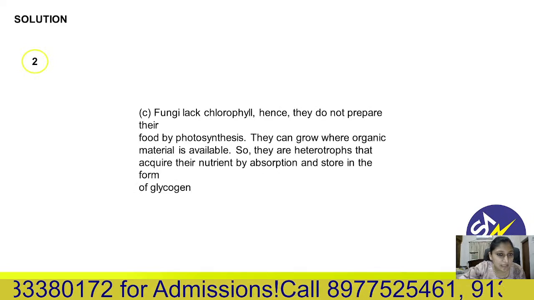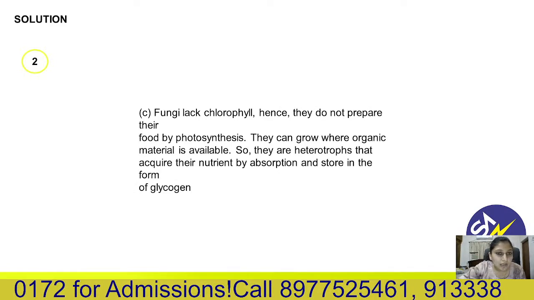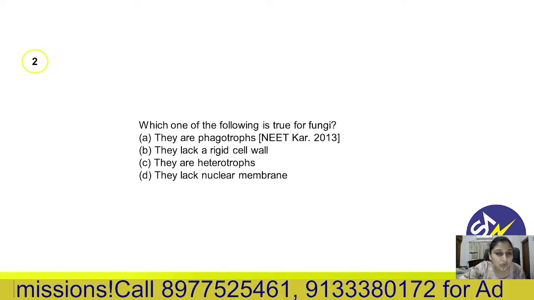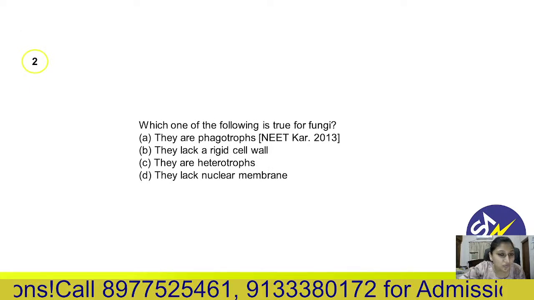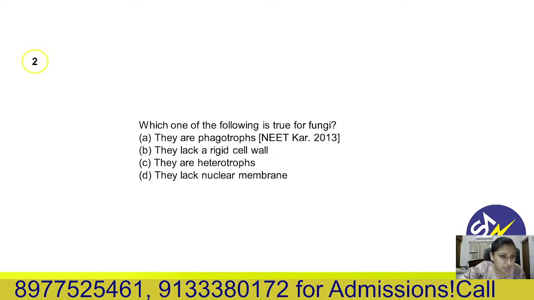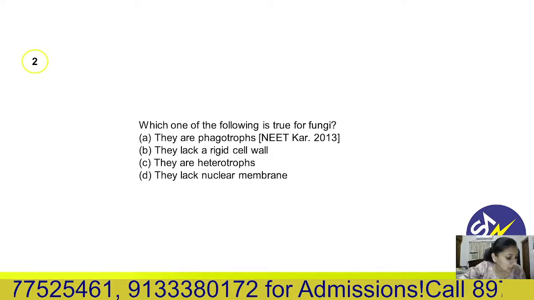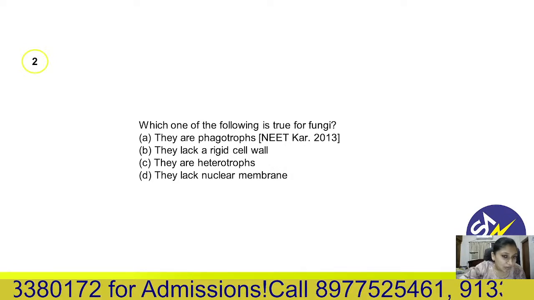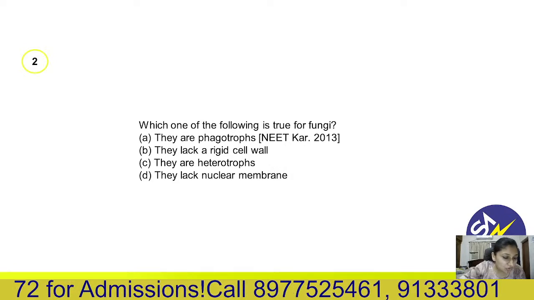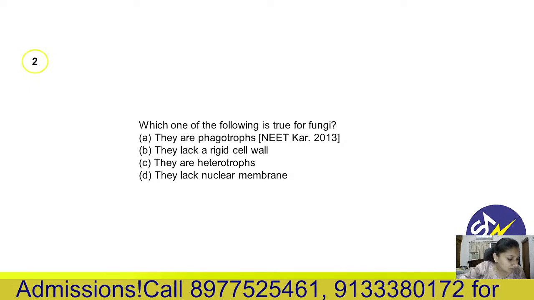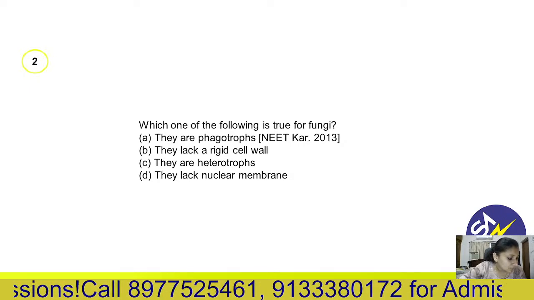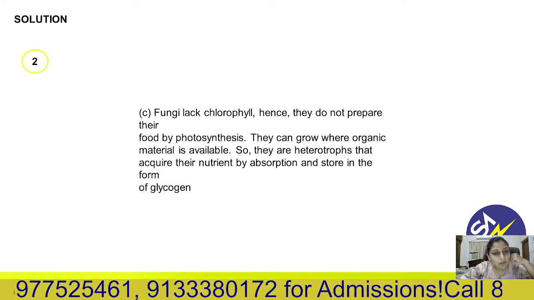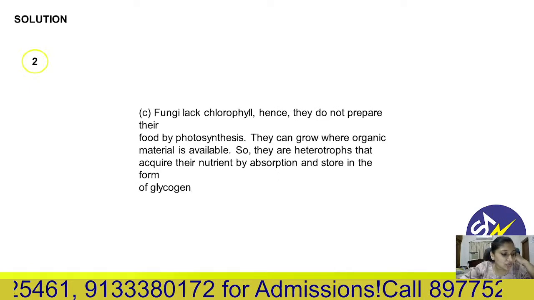Yes, the correct answer is that fungi lack chlorophyll, hence they are heterotrophs. As they do not have chlorophyll, they are not autotrophs. Yes, 2C is true. Kiran, why 2B? They lack a rigid cell wall? No, they have a continuous cell wall. So the correct answer is 2C.